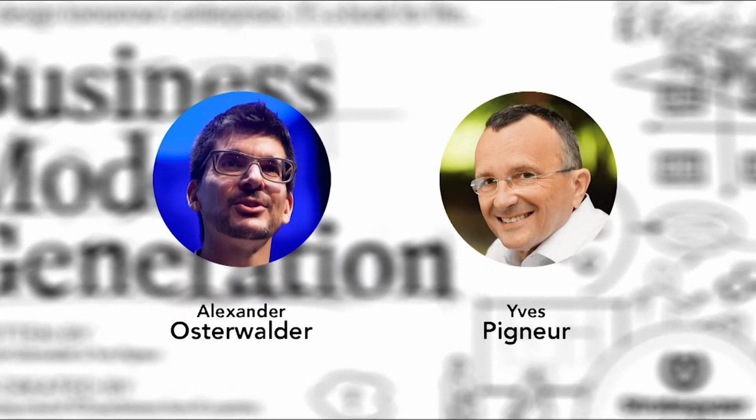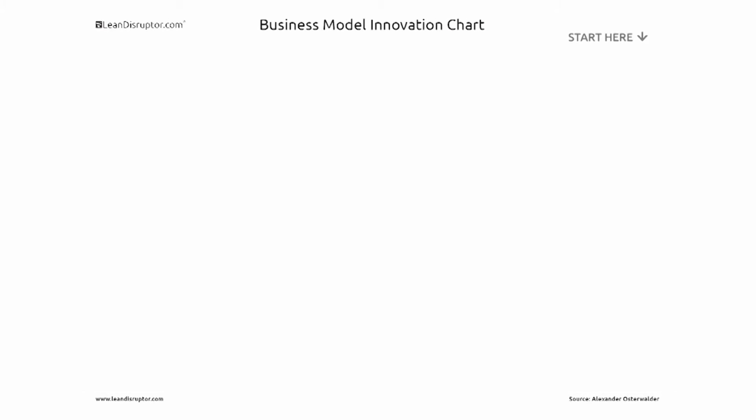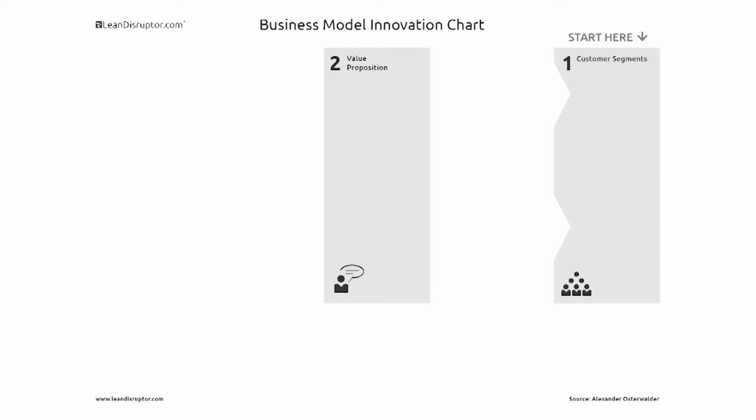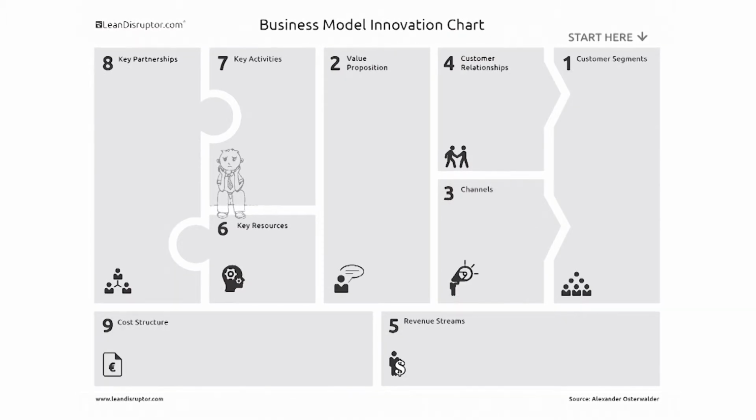Finally, business model innovation was developed by Osterwalder and Pigneur in 2014. A business model describes how an organization creates, delivers, and captures value. The business model canvas contains 9 key building blocks: customer segments, value proposition, channels and customer relationships, key resources, key activities, key partnerships, revenues, and costs.